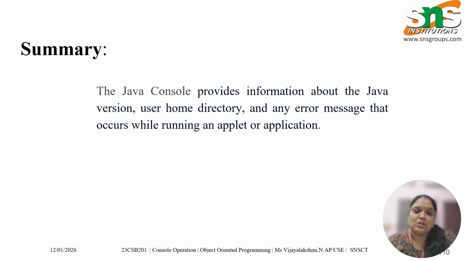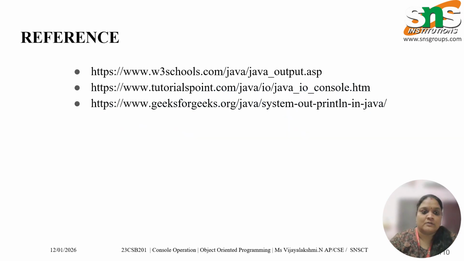Okay. And the next is the summary here. We saw console operation, which provides information about the Java version, user home directory, and any error message that occurs while running an applet or application. These are the references I have used for this topic: w3schools.com, tutorialspoint.com, and geeksforgeeks.org.